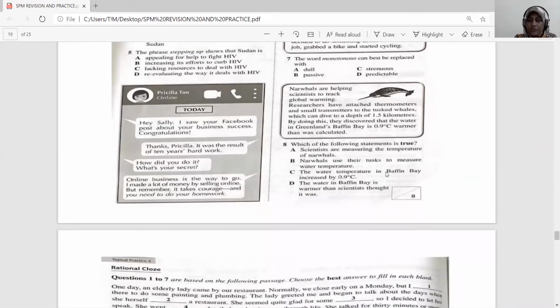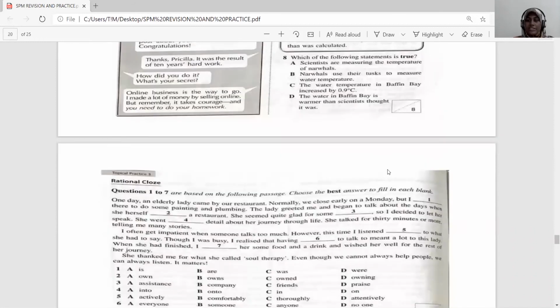Sure, is your answer C for number 8 or number 7? Okay, let others answer also, right? Let them read first. And you too, read properly again. What is your answer, class? Which of the following is true? Yes, it is wrong, Shah. Exactly. D is correct. Right? Yes, D. The water in Baffin Bay is warmer than the scientists thought it was. Because the last paragraph says warmer than was calculated. Okay? All right. Now let's move on to this.